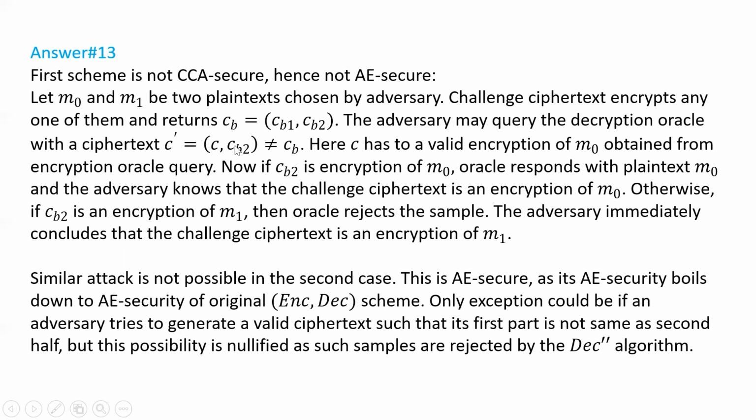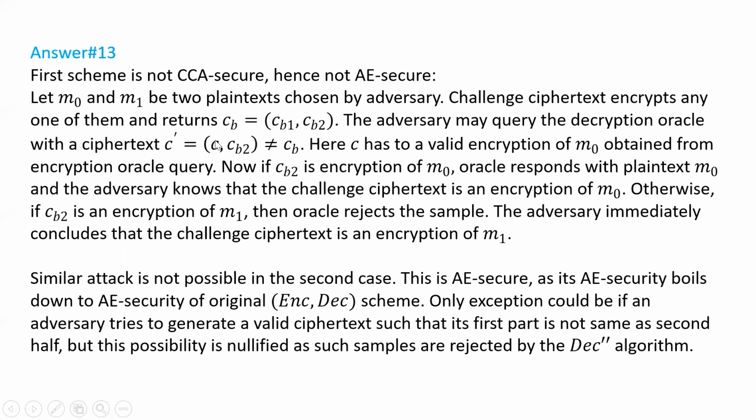Now the decryption function is working in such a way that it returns bot whenever decryption of C is not equal to decryption of CB2. So you already know that decryption of C will be M0. That is how you chose C to be. Okay. So decryption of C is guaranteed to return M0, but decryption of CB2, if it is valid, will be either M0 or M1. So if it is M0, then the decryption will return plaintext M0 certainly, and the adversary now knows that CB is actually an encryption of M0.